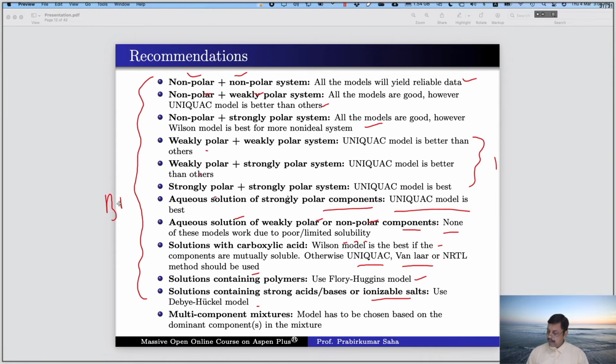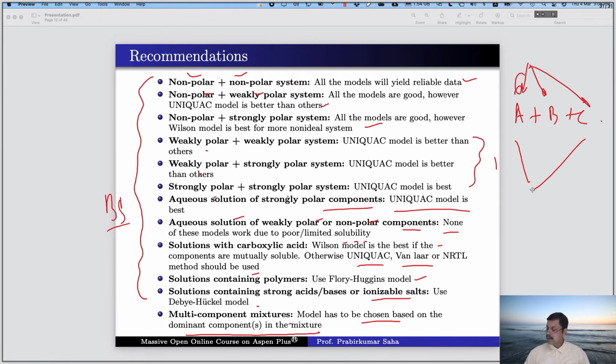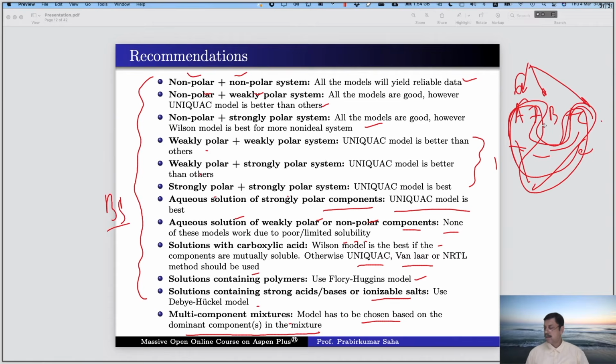And for multi-component mixtures, the model has to be chosen based on the dominant components in the mix. So suppose we have a combination of A plus B plus C, then we have to see what the dominant components in this mixture are, whether it is A and B, or B and C, or A and C. So the dominant components will decide what the binary system should be, and you have to plan your property method.